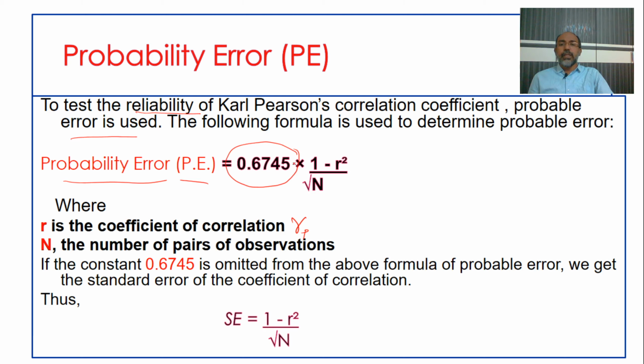If we keep aside this 0.6745, it is called the standard error. This is the probable error, and this is the standard error. The only difference is that 0.6745 is kept aside: 1 minus r squared divided by the square root of n is called the standard error.